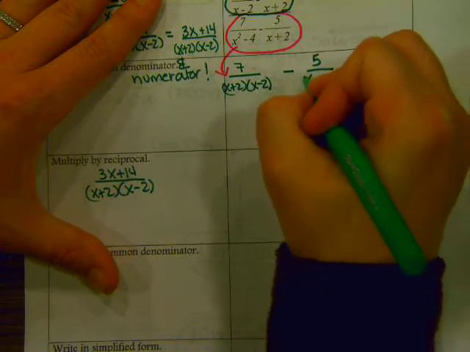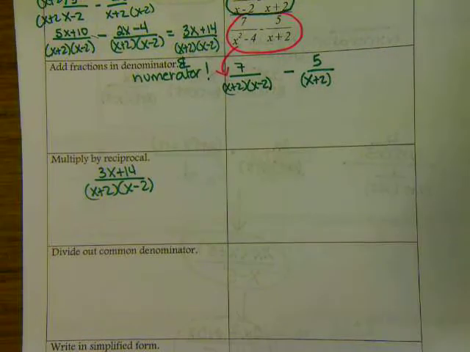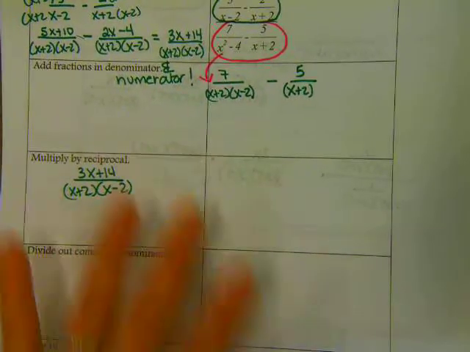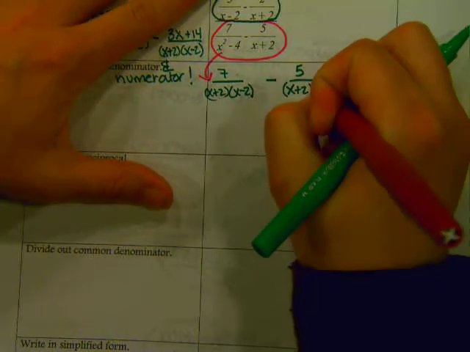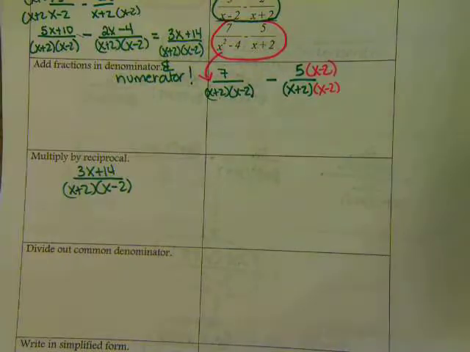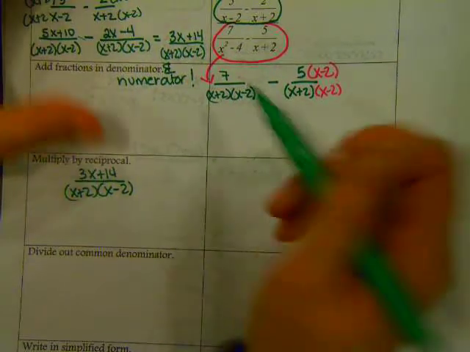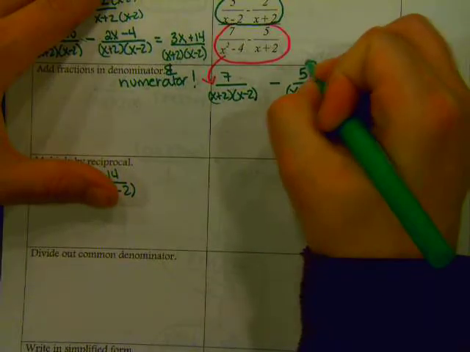Now the nice thing about this though, guys, if you look, you don't have to multiply both fractions. They already have x plus 2 in common, so all you have to do is multiply the fraction on the right by x minus 2. You still have to do your distributive property correctly in the rest of the math, but it's nice that you don't have to multiply both of them like we had to for the numerator. So I'm going to do distributive property here.